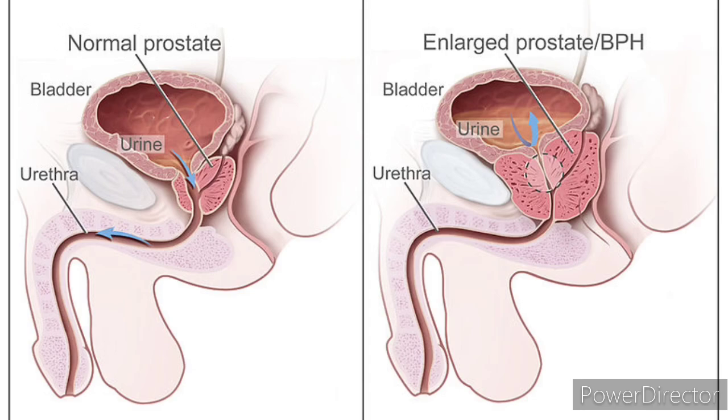In the later stages, the flow of urine may become completely blocked, causing what we call pyelonephritis. It can also cause uremia. It can also cause, sometimes, even death, because the kidney might be impaired.